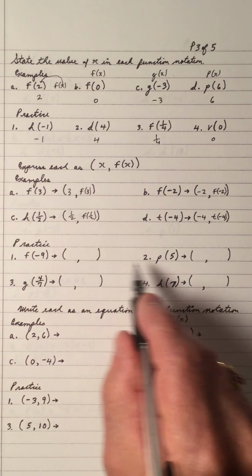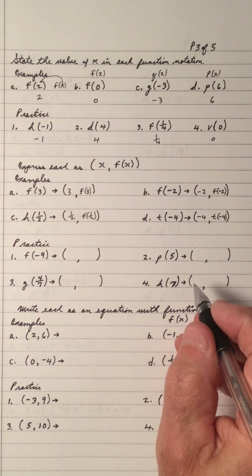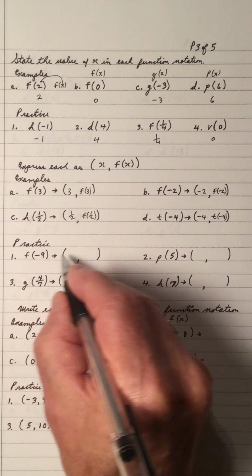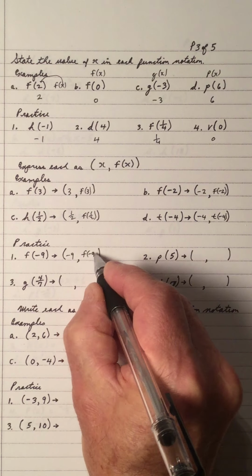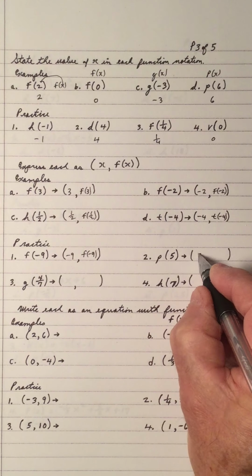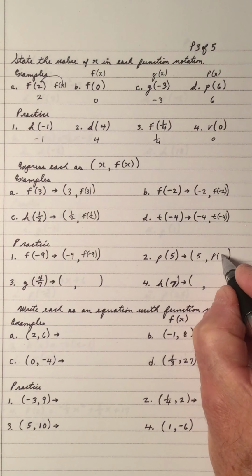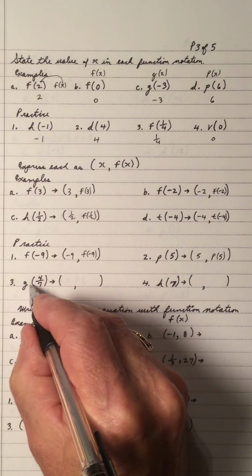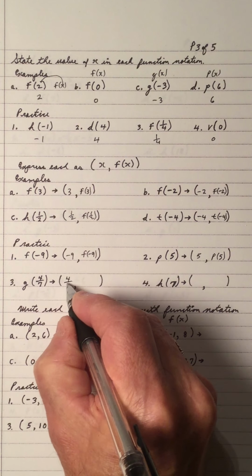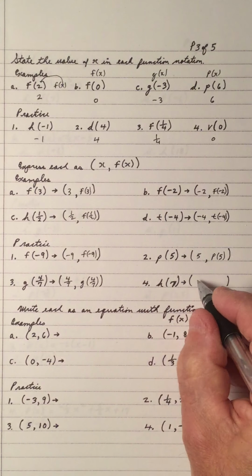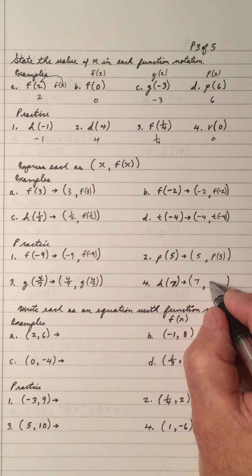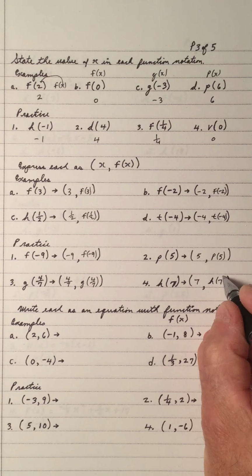And again, practice means work these out, and play them back when you get them done. So x is negative 9, and that's f of negative 9. x is 5, and that's p of 5. g of 4 over 7, x is 4 over 7. x is 7, and that's h of 7.